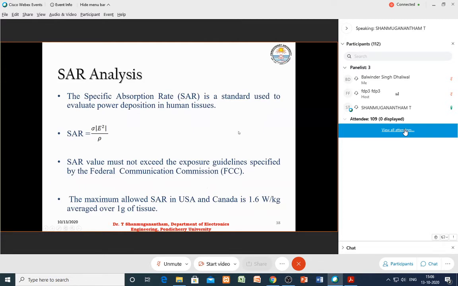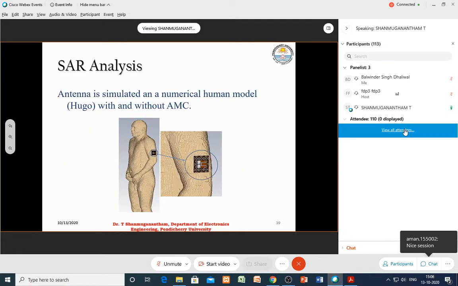And this is specific to calculating the specific absorption rate, which is a standard method. The standard equations are available: sigma times the magnitude of E squared divided by rho. The SAR value must not exceed the exposure guidelines specified by the Federal Communications Commission as well as ICNIRP. Normally, the maximum allowed SAR as per the US as well as Canada is 1.6 watts per kilogram over 1 gram of tissue. And so this is the SAR analysis.